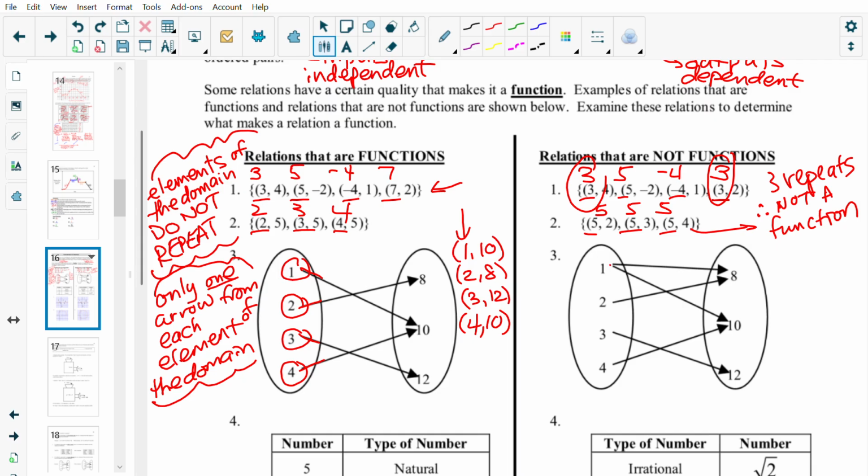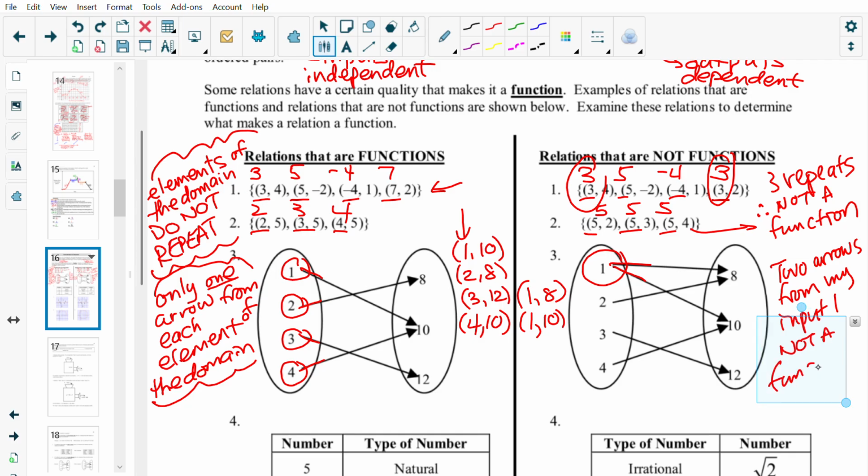How about this one? Right away, I have 2 arrows from my input of 1. If I did the ordered pairs here, that would be 1, 8, and here's my repeat, 1, 10. Right away, that's not a function. So 2 arrows from my input 1, so this is not a function.